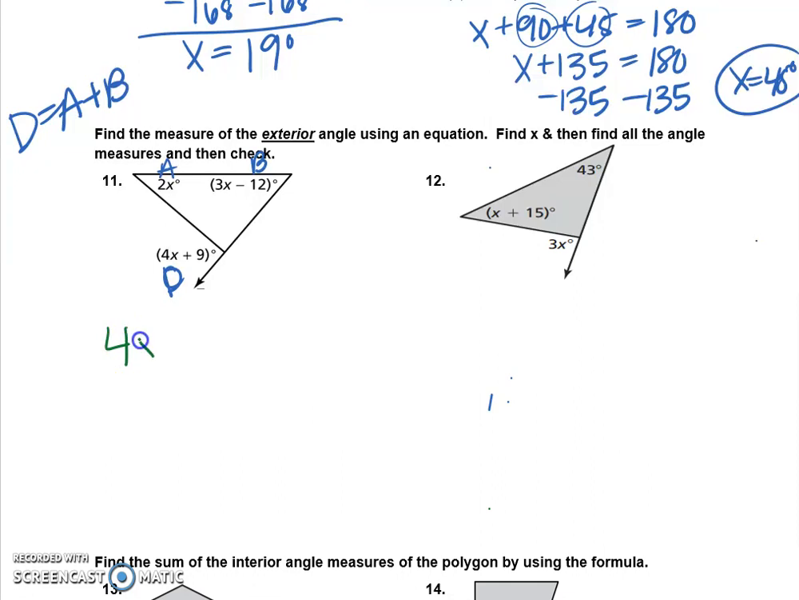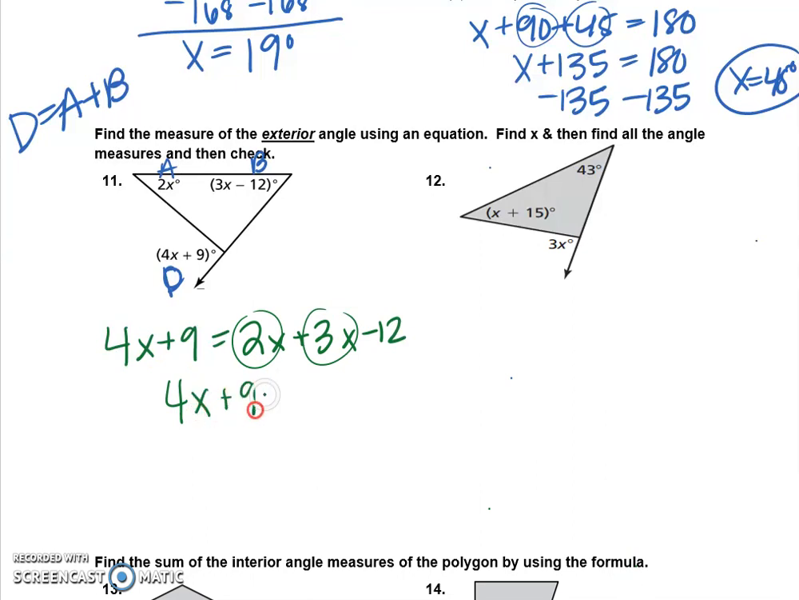So my D is 4x plus 9, which is equal to A, which is 2x, plus B, which is 3x minus 12. Now, once you write this in the equation, you can drop the parentheses. The only reason they're there is to show you that this all goes together in that one angle. So now we've got to combine our like terms. 2x and 3x is 5x, so I have 4x plus 9 equals 5x minus 12.